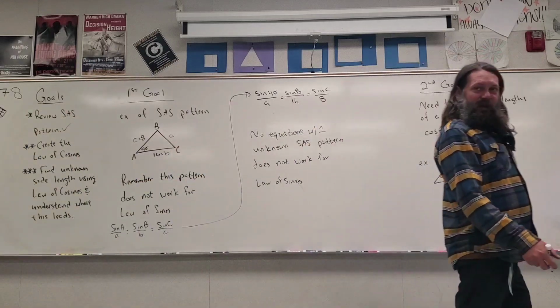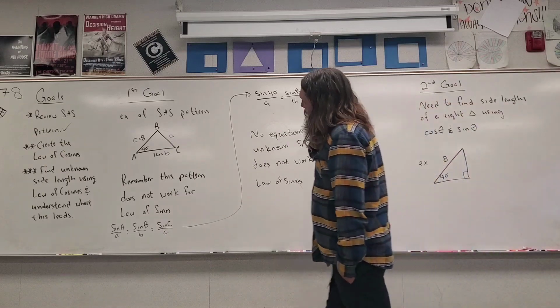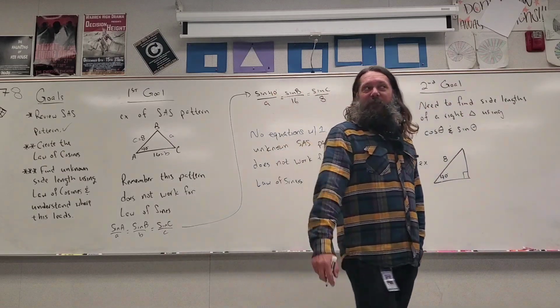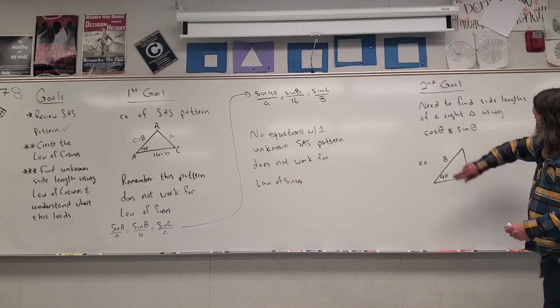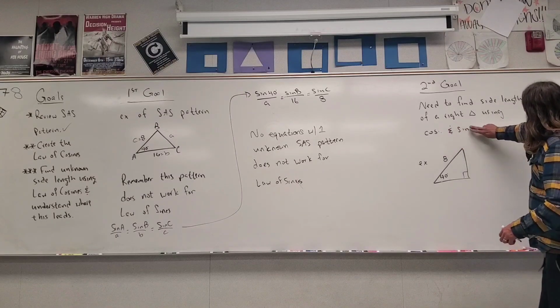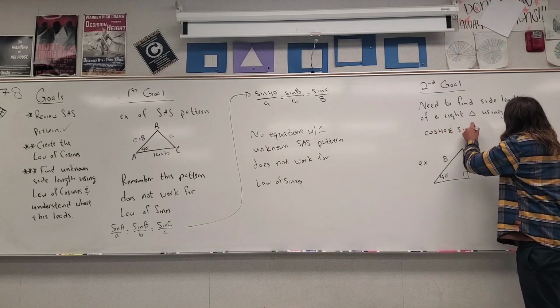All right. So let's move on to our second goal. And we're going to create the law of cosines. But in order to do that, I need to establish a couple of things. First thing I need to do is find side lengths of a right triangle using cosine of an angle, which I'll call 40, and sine of 40. I need to get lengths using these trig functions.